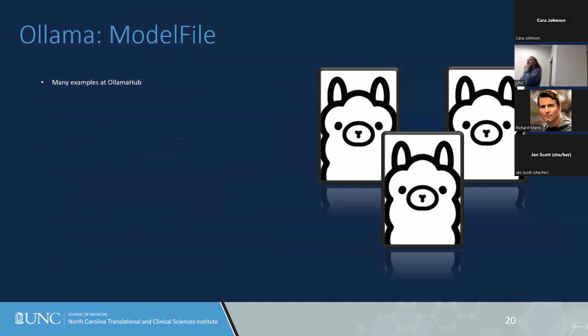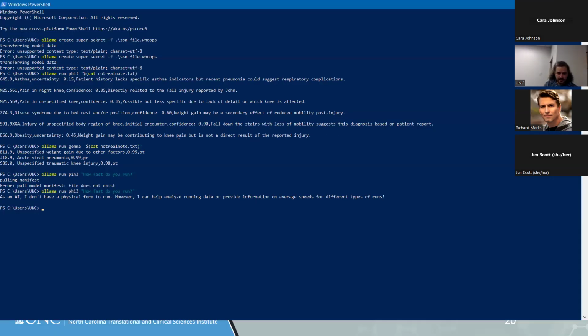And the primary way that you're going to customize how models work is via the model file. And you can find lots of model files available as examples on Ollama Hub. You can inspect model files within the PowerShell. So I can actually go and say, hey, Ollama, show.